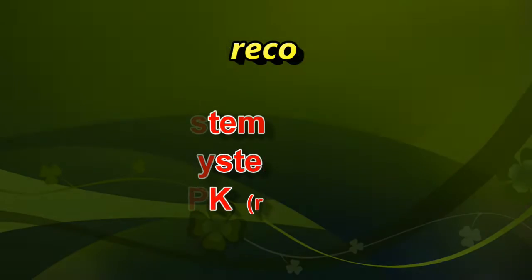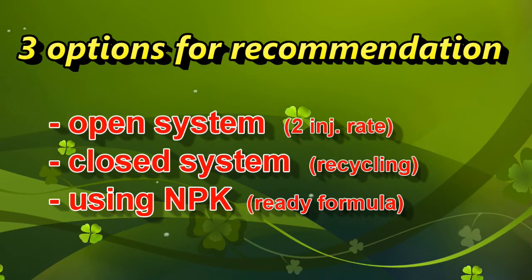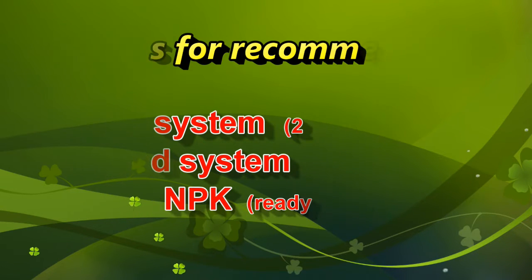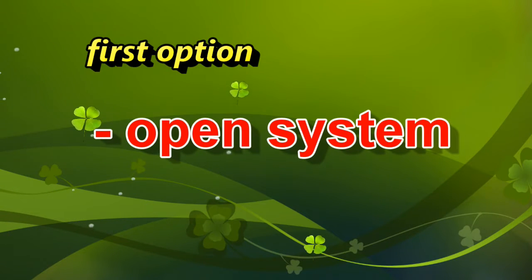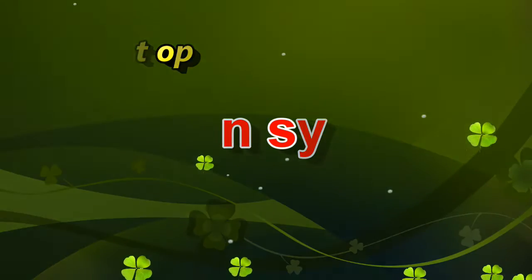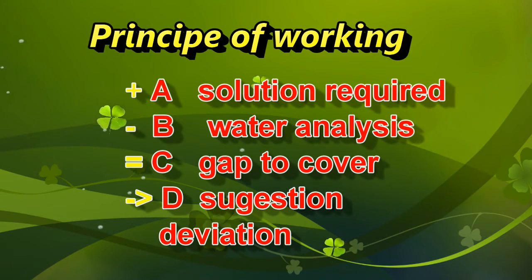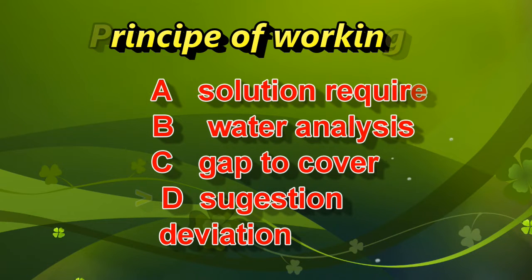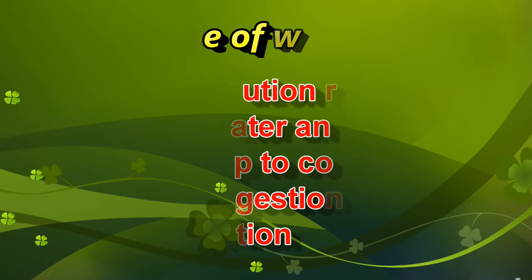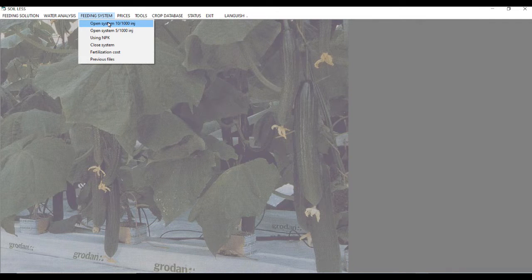We have three systems. One, open system, or the system with the recycling, or using ready NPK formula. Let us start with the open system, with the drainage. We start with the solution required, minus what we have in the water analysis. So we have a gap that we have to feed with fertilizer, so we have a suggestion.